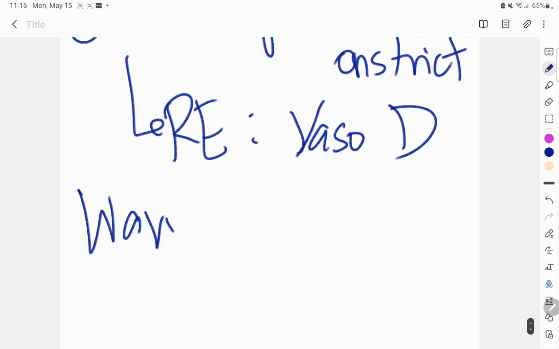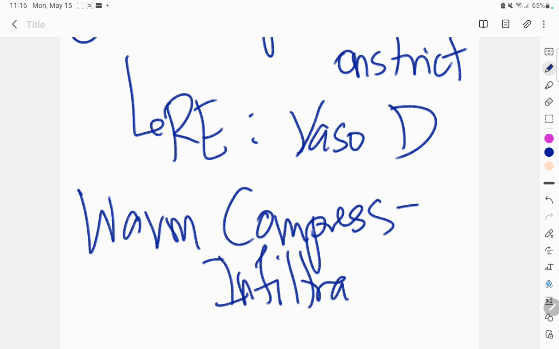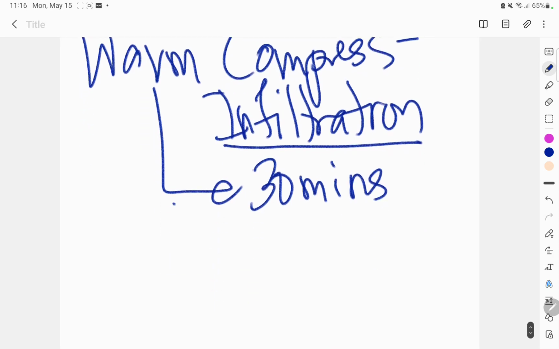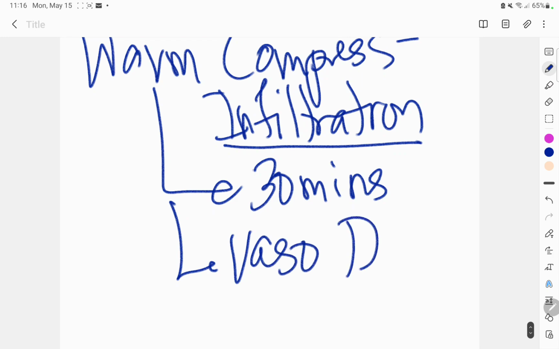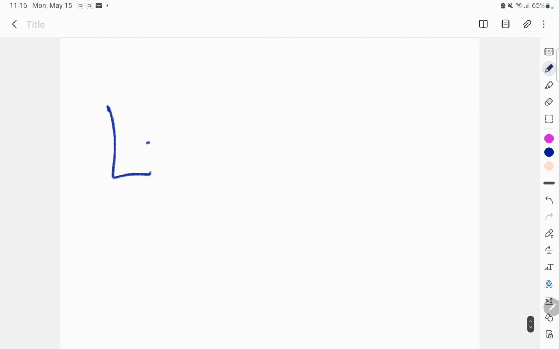The warm compress is for infiltration, pag may dislodgement. Kaya nga para malaman mo kung okay ang flow ng IV mo, patent siya, ibaba mo ang bottle niya. So pag may warm compress ka, make sure 30 minutes din siya because it will give you vasodilation. But more than that, there's a rebound effect, syempre vasoconstriction yan siya. So the local anesthetic here is considered as your cold compress.